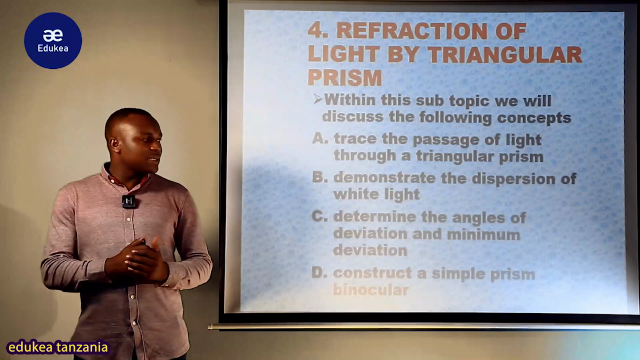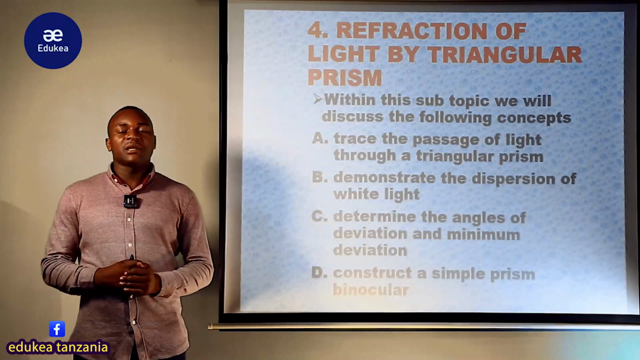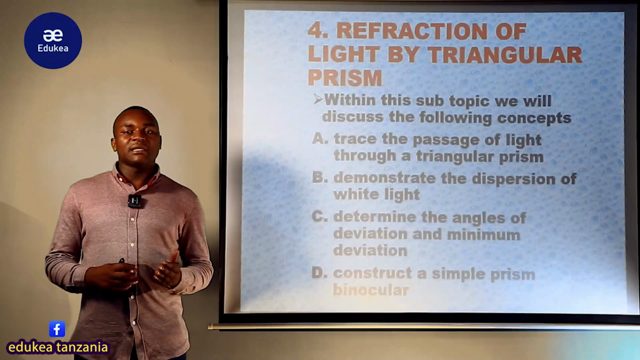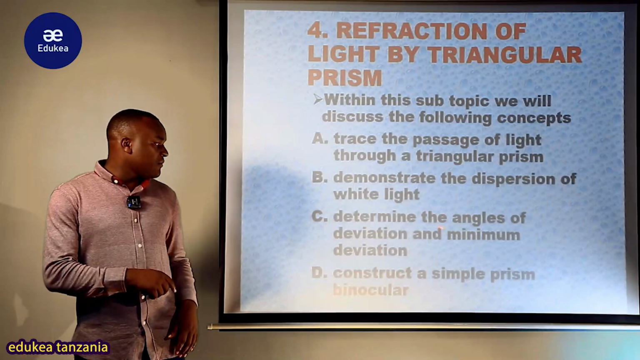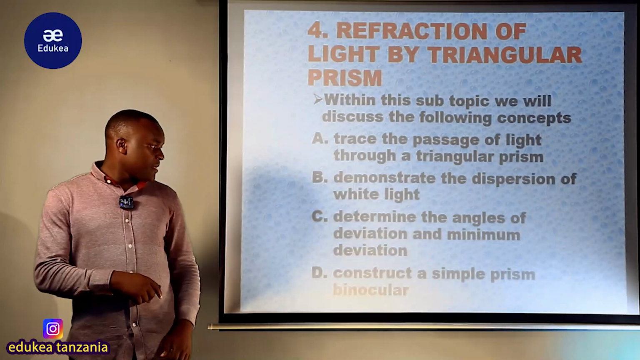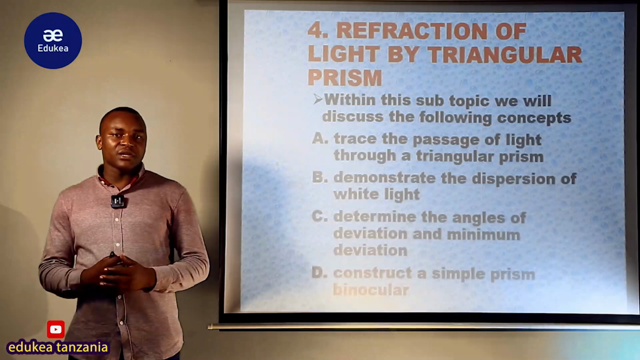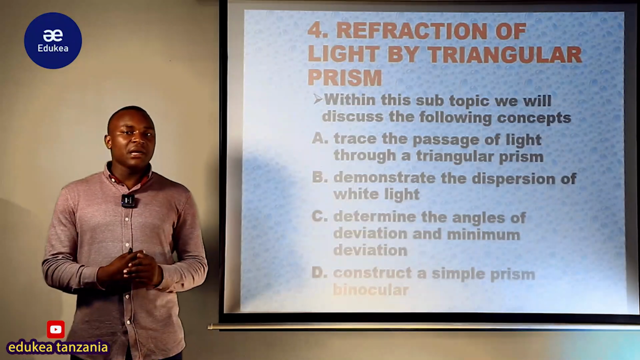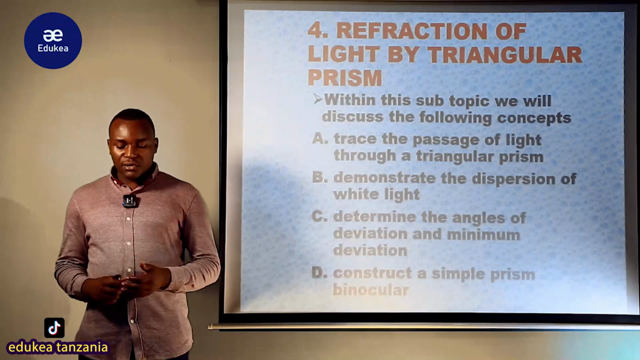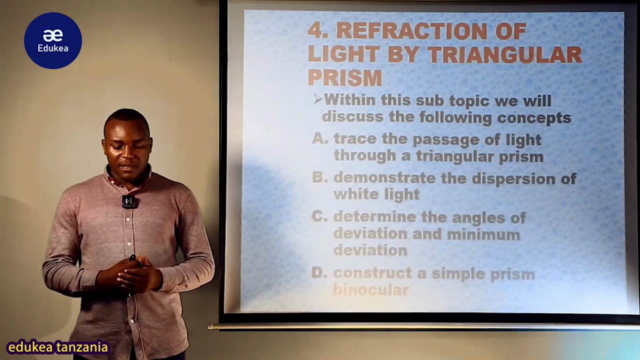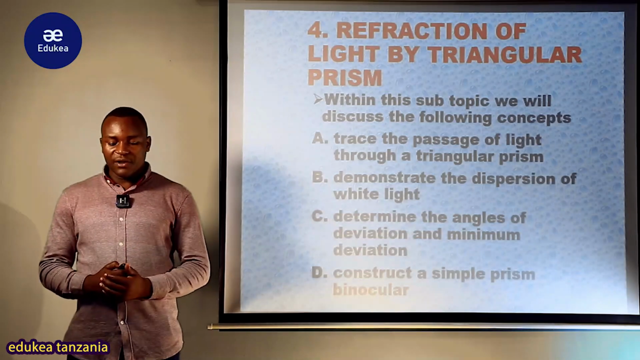Not only that, tunatakiwa to demonstrate the dispersion of white light, kwamba when we talk about white light dispersion tunaelewa nini, but also determine the angle of minimum deviation and the angle of deviation. So we have to determine the angle of deviation and minimum deviation, but also to construct a simple prism binocular. So starting with angle of deviation.